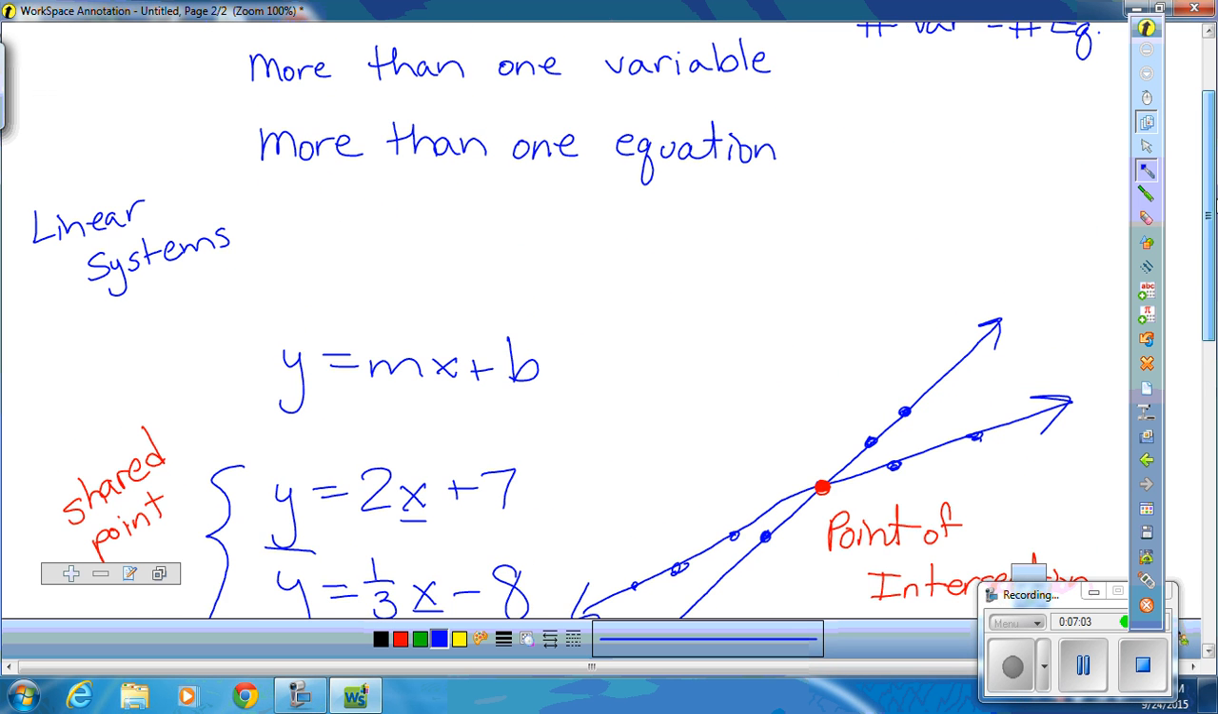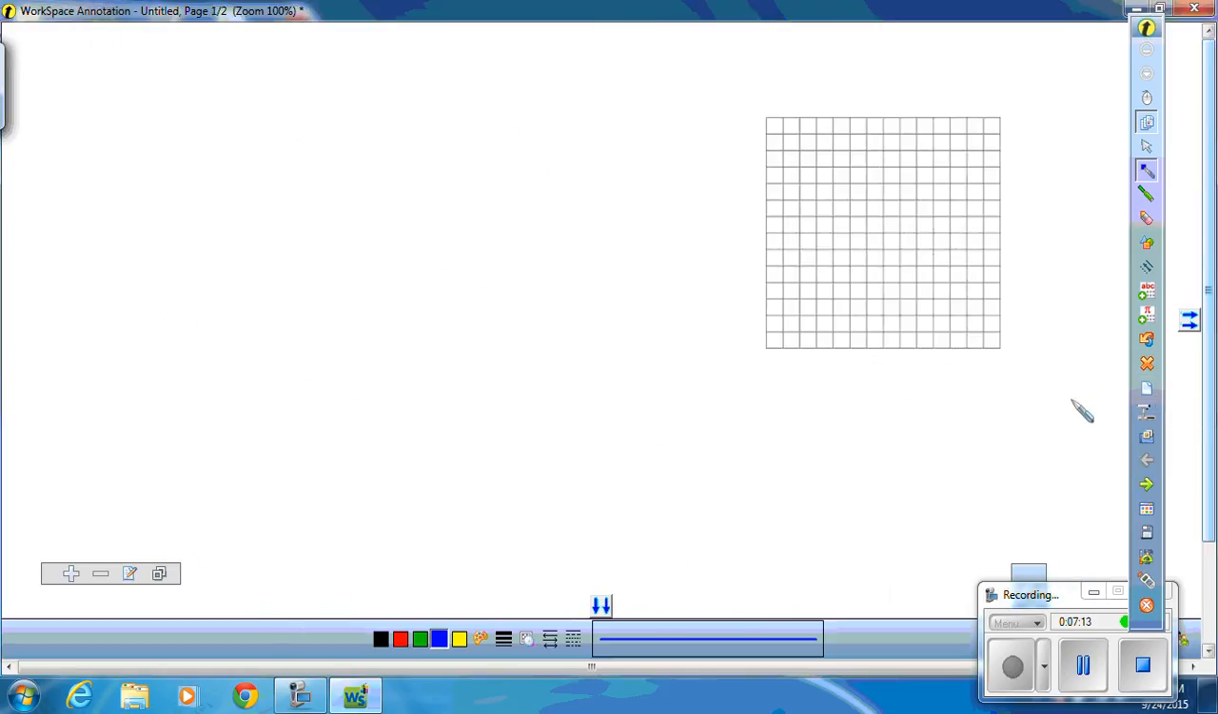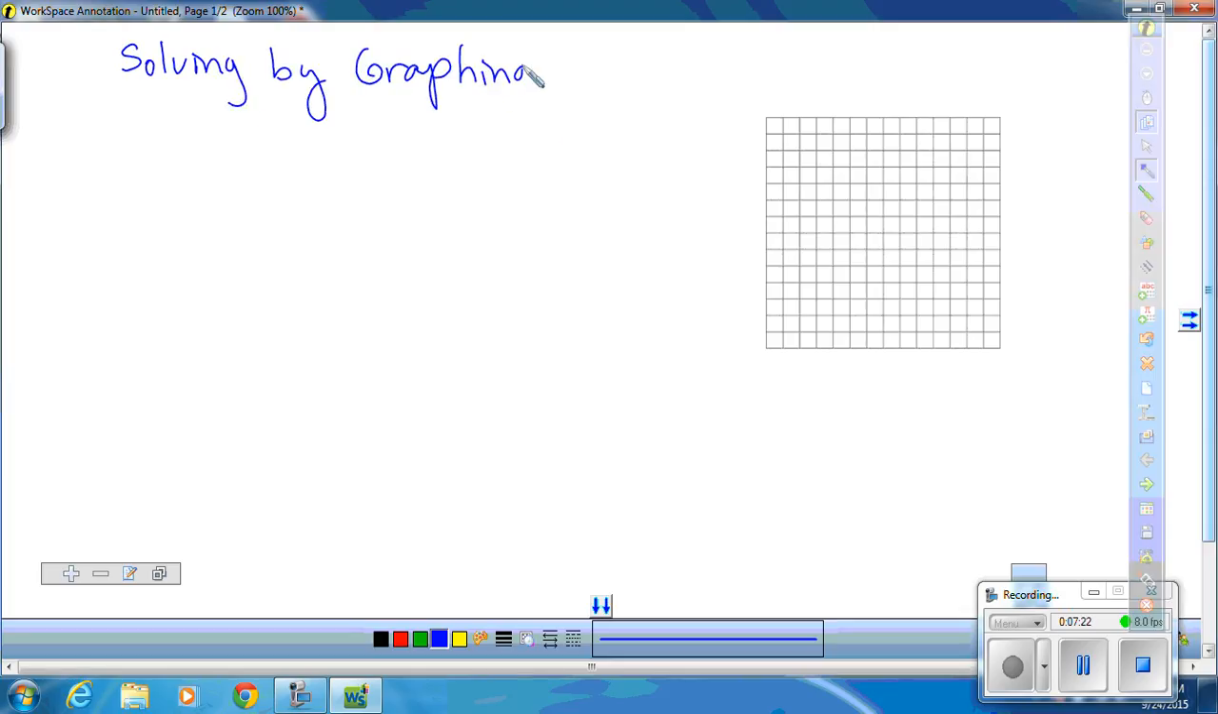As you may have noticed, since the solution to a system of equations is a point of intersection, the first obvious way of solving these systems of equations is by graphing. So solving by graphing is going to be our first option for solving systems of equations, because we graph them and then we look for where they intersect. Whatever point is where they intersect, that's going to be our solution.